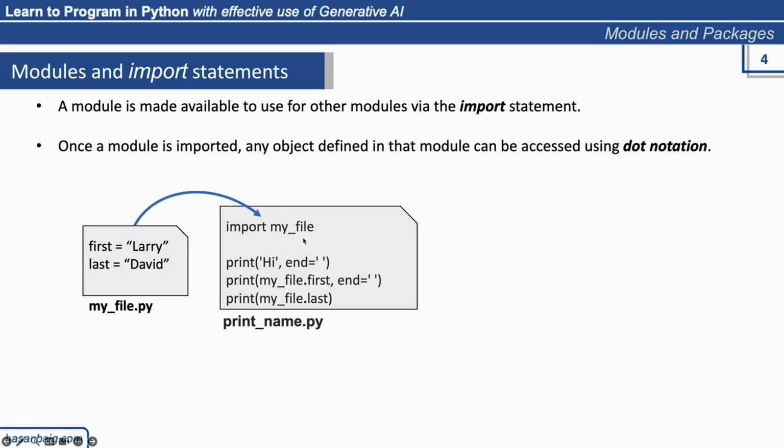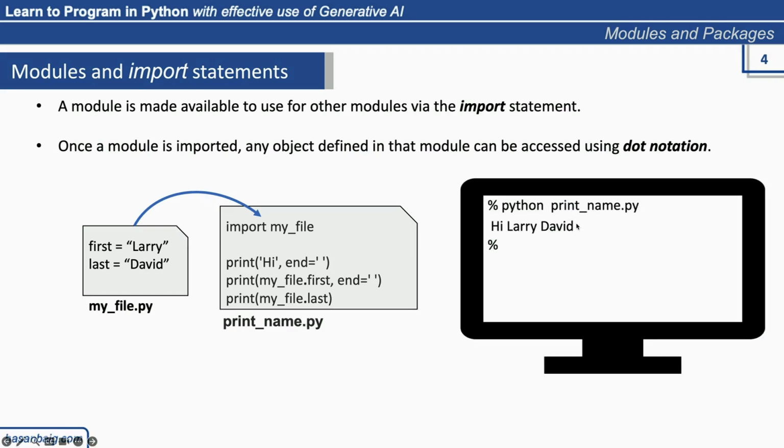And then you write your own code. You use this module's objects with the help of dot notation. For example, it will print hi, and then give a space, and then in the next line it will access this variable, this object located in this module, my_file. It will go to first, see what is assigned to it, and put it here. So print whatever is assigned to first, then give a space again, and then print the last value. Okay, so when you run this code, what will it print? Hi Larry David, in the same line. So it will print hi, Larry and David in the same line.